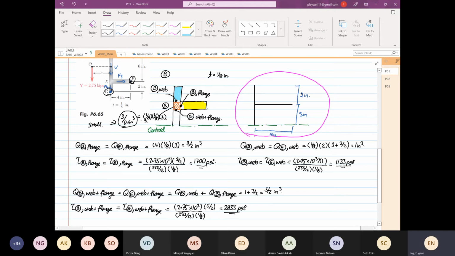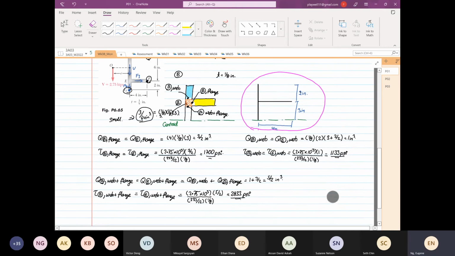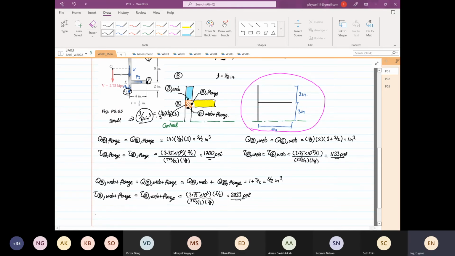And then finally, I'm not going to calculate it, I'm just going to write down the Q at the centroid. It's so straightforward. And this is also equal to our Q max. So it's equal to Q of web plus flange, plus the width is 1/8. The depth is 3 multiplied by 3/2.